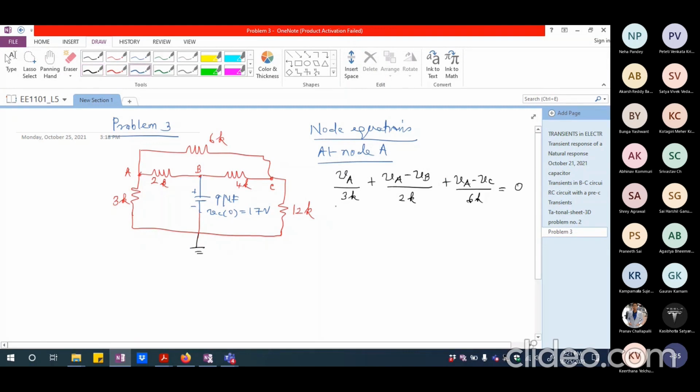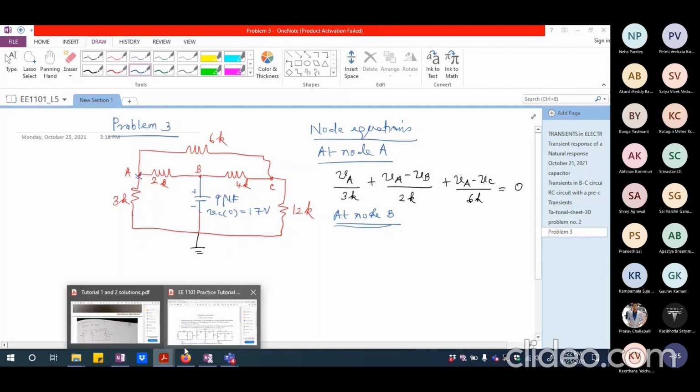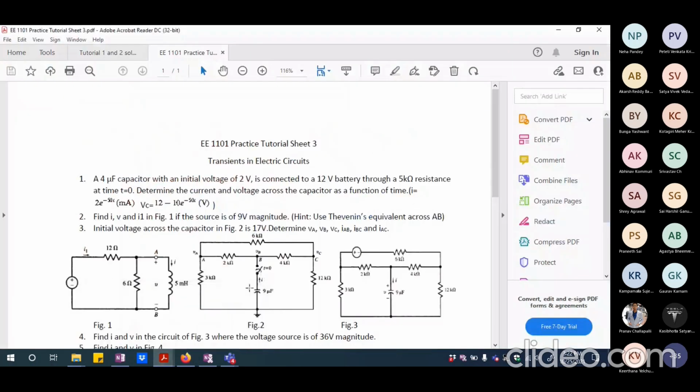We are only talking about node A, nothing else. Now we are talking about node B. How should I write the node B equation? Tell me. We need to solve for the capacitance current. Let me look at the circuit diagram once again. I need to solve for this current I through the capacitor.